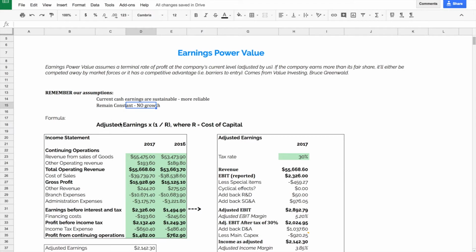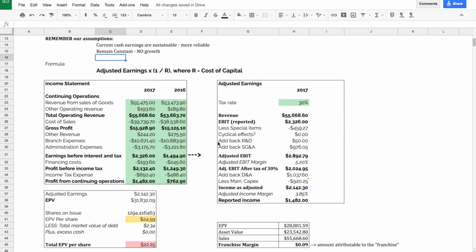In this formula, it's just adjusted earnings, which we arrive at, multiplied by one divided by the cost of capital, which we'll dig into in a little while. Basically, we're trying to arrive at a value based on current cash earnings which are sustainable, meaning more reliable. And we assume that the earnings remain constant, so no growth over time. So we've gone over the formula. Basically, it came about as a result of not relying on assumptions and forecasts. Some of the changes we have to make are probably the biggest challenge to this formula, but hopefully as we go through them, you'll find that it's actually quite straightforward.